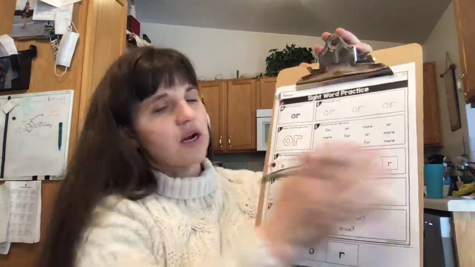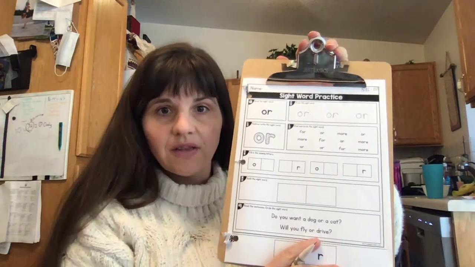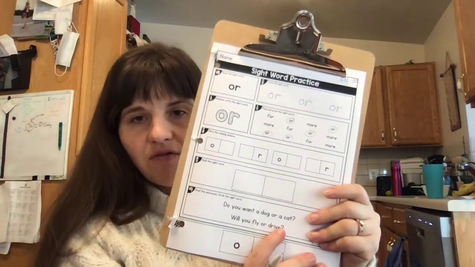We've got our or here. We're going to say or. O-R, or. Then it's time for us to find our ors. There's always 5 of them on these papers. There's one, or, say the word, or, or. I found all of my ors.